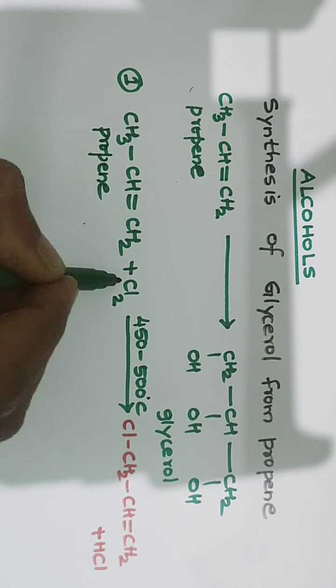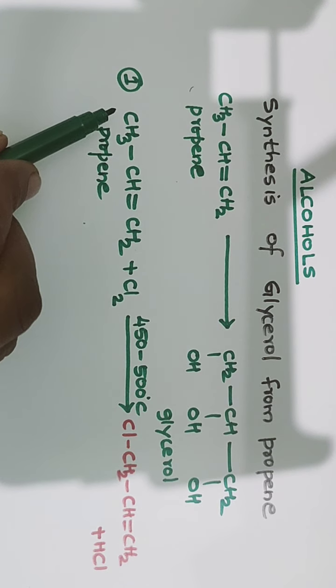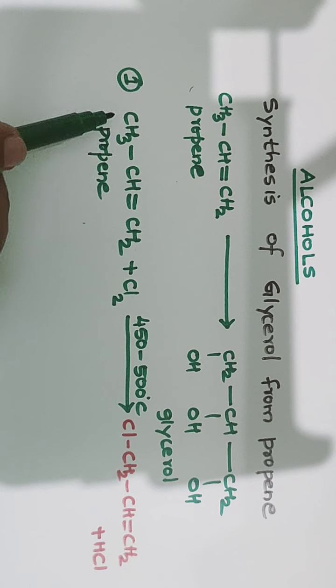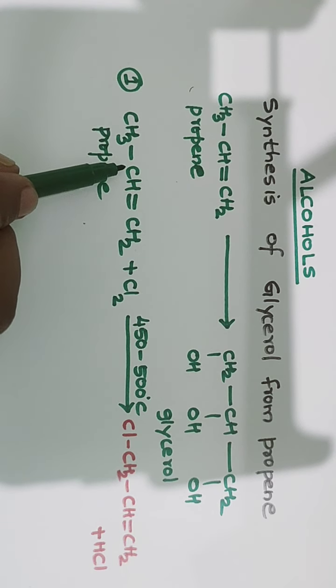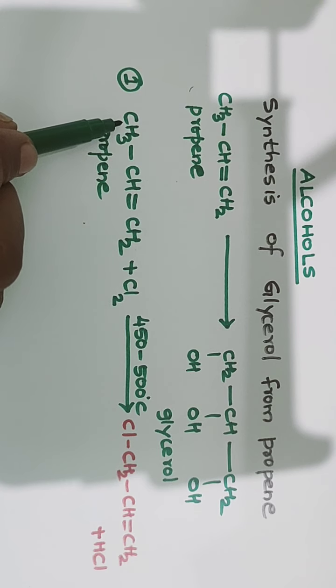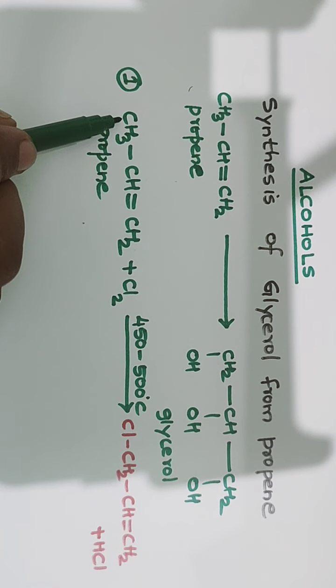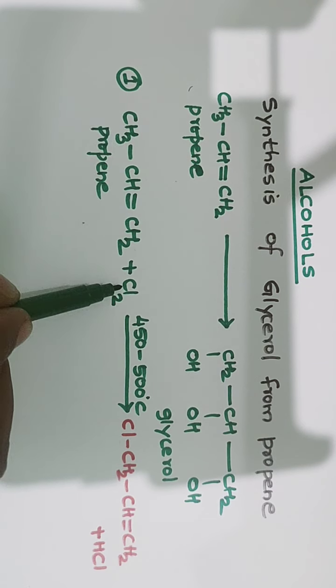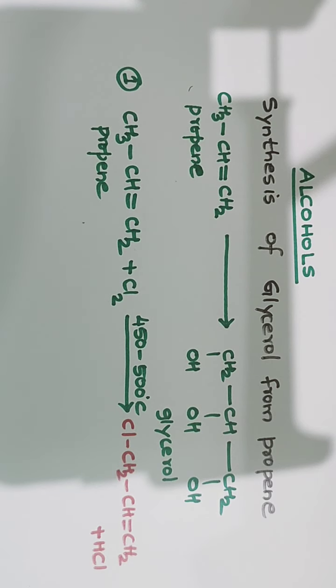Okay, so propene, when treated with chlorine at a temperature of 450 to 500 degrees Celsius, chlorination at allylic carbon takes place. So this is an allylic carbon. If there is a carbon-carbon double bond, and to that carbon-carbon double bonded carbon, if there is an sp3 hybridized carbon, we call that carbon an allylic carbon. So chlorination at allylic carbon takes place and substitution. So H and Cl go off as HCl. So you get allyl chloride.